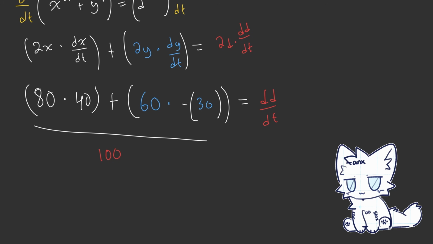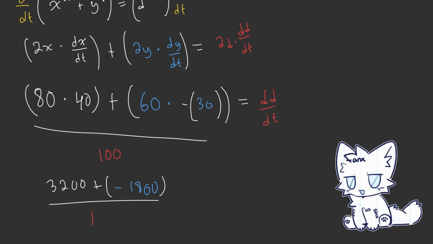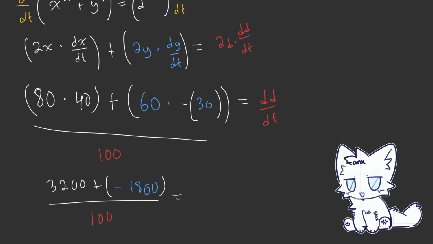Calculating this, we get 3200 plus negative 1800 divided by 100, and that is equal to 14. And the change in distance with respect to time is 14 miles per hour. This is your final answer.